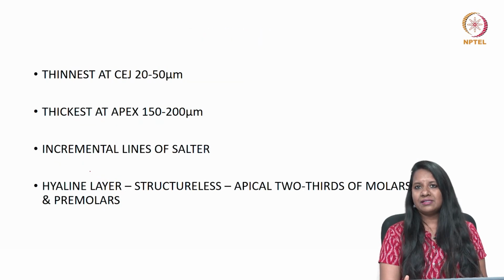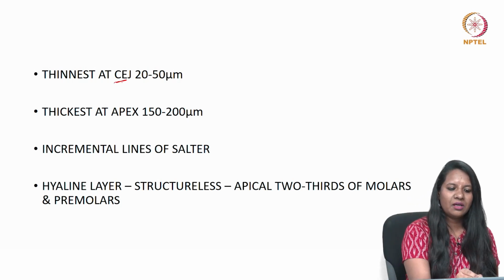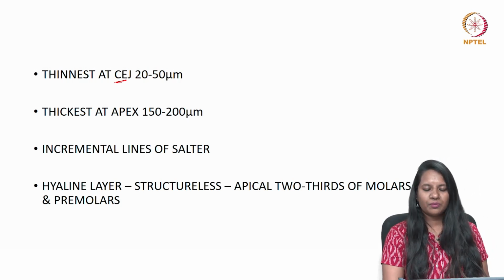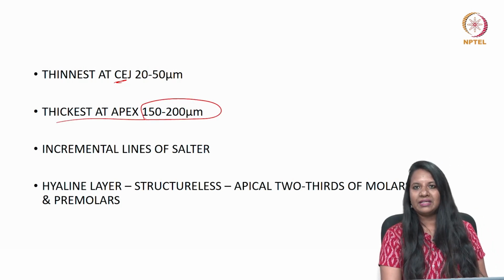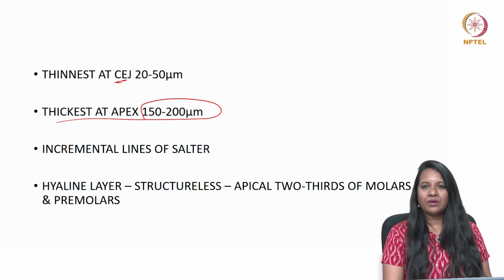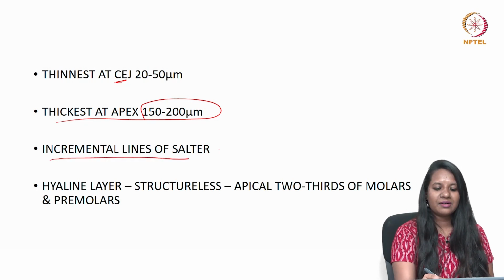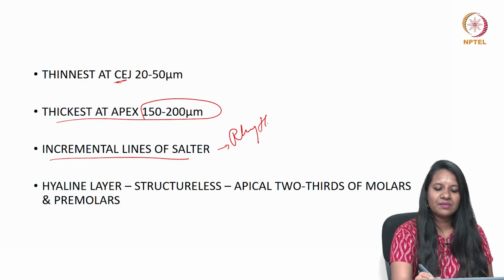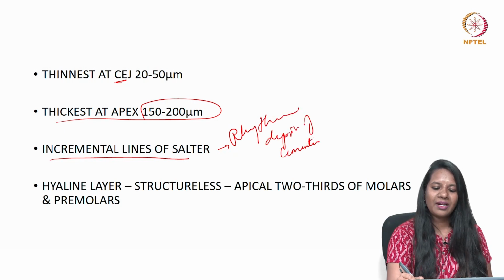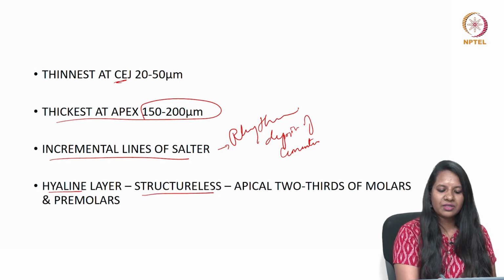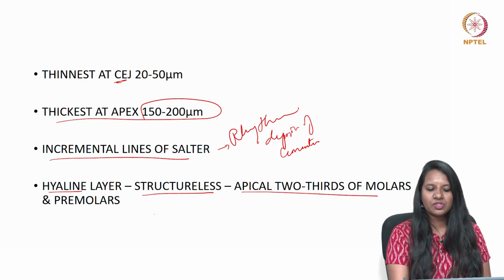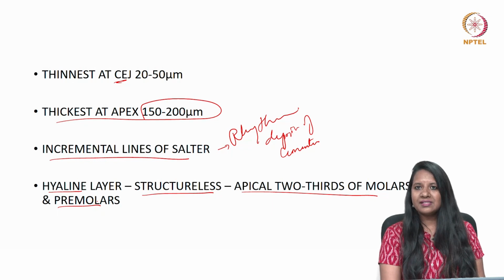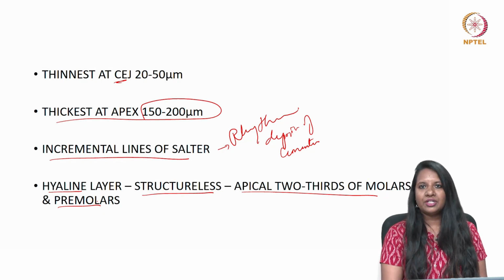So, the thickness varies. It is thinnest at the CEJ, where it is 20 to 50 micrometers, and thickest at the root apex, where it is 150 to 200 micrometers. The incremental lines are known as incremental lines of Salter, that is the rhythmic deposition of cementum. And there is something called a hyaline layer, which is a structureless layer. It is neither dentin nor cementum. It will be seen in the apical 2/3 of molars and premolars, but research has told that it is of dentinal origin.